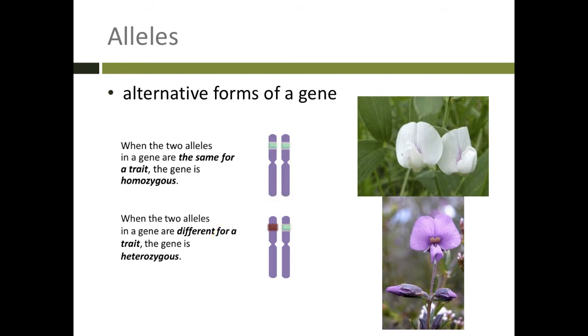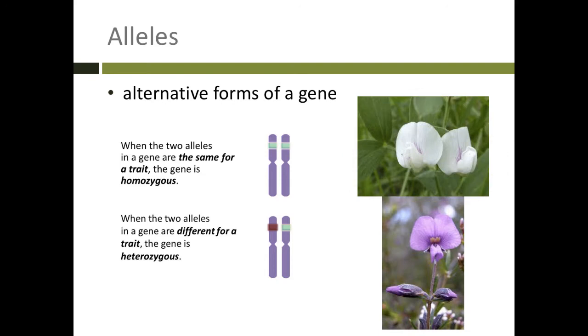The genotype is which alleles the individual has, whether or not the plant has two of the same or two different alleles. The phenotype is what the flowers actually look like. An individual that is homozygous for the purple allele would have two purple alleles and would have purple flowers. An individual that is homozygous for the white allele would have two white alleles and would have white flowers. In pea plants, the purple allele is dominant.